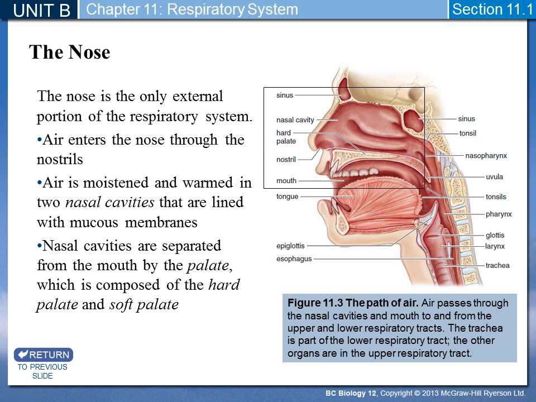The only external portion of the respiratory system is the nose. As the air enters through the nose, it's moistened in the nasal cavities because of the mucous membranes. Those nasal cavities are separated from the mouth by what's called the palate. We've looked at this before with the hard palate and the soft palate. The soft palate extends a little bit further backwards, and that is taking that air into the back of the throat or pharynx.